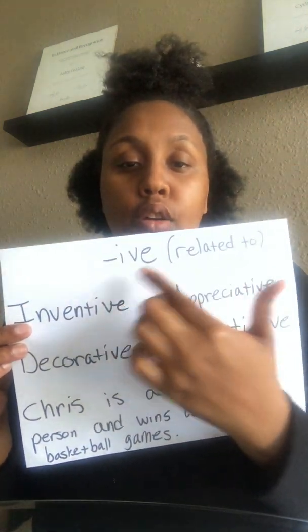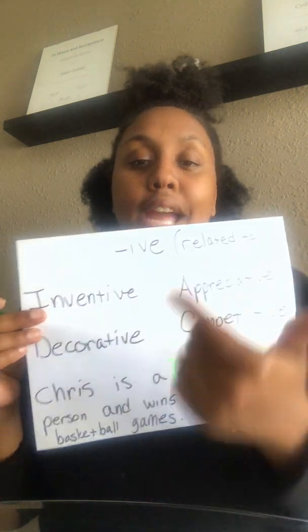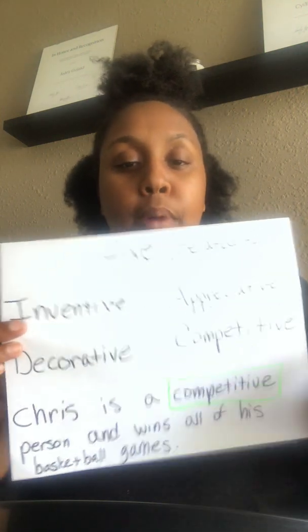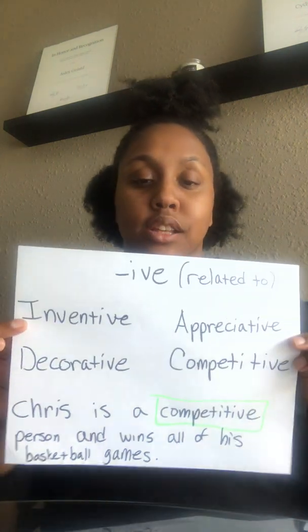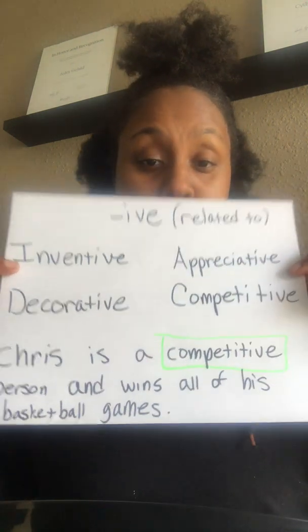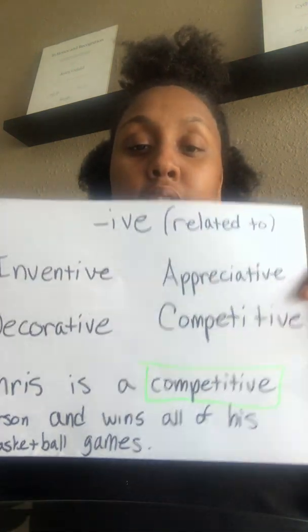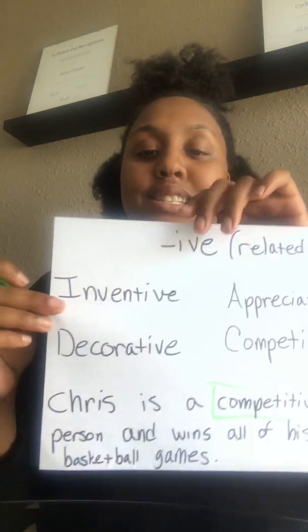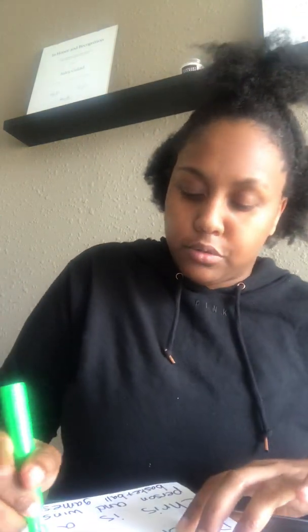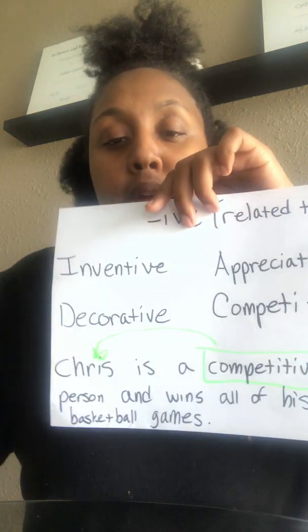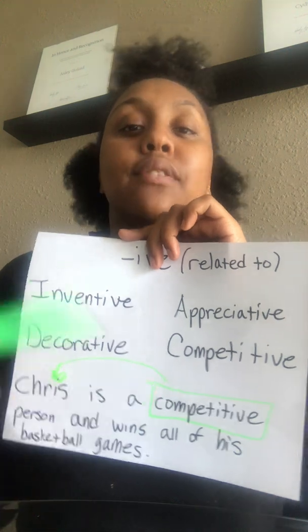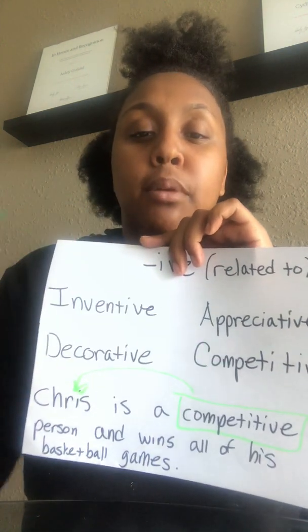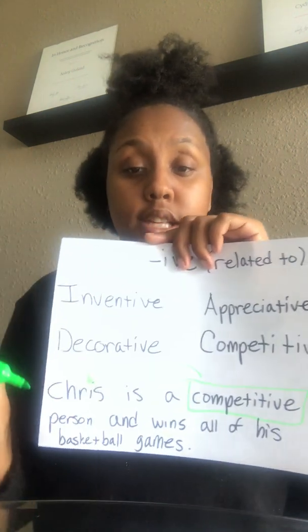Remember, IVE means related to. Who is competitive relating to? Who is it talking about? What noun is this word related to? The noun that competitive is relating to is Chris. Draw an arrow to Chris, because that's who competitive is describing. Chris is a noun because Chris is a person. Competitive is the adjective, and competitive is describing Chris, so this adjective is describing this noun.